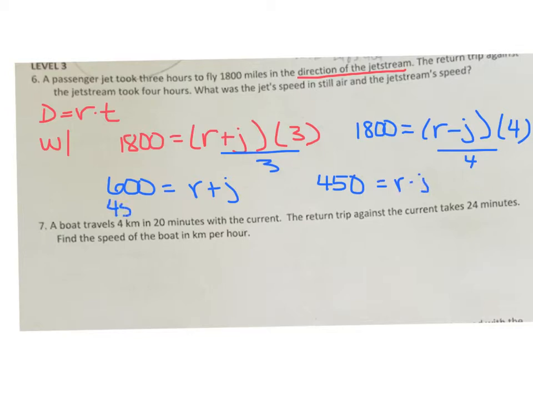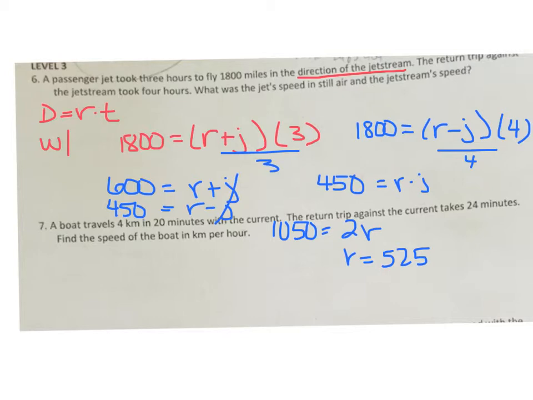So this is 450 equals R minus J. The J's are going to cancel out, so you'll have 1050 equals 2R. So R is going to equal 525. That means the rate at which the plane is flying is 525 miles per hour. And then you just substitute that back in to find out what the jet stream speed is. I think I got 75 for that. So that's how you find the jet stream.